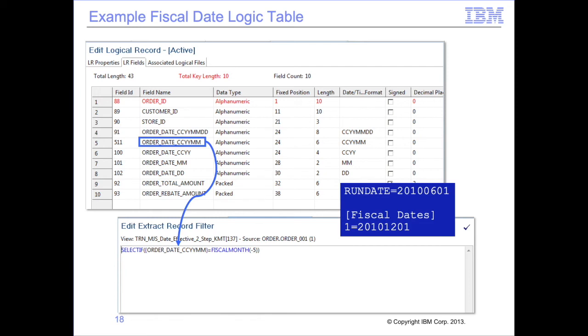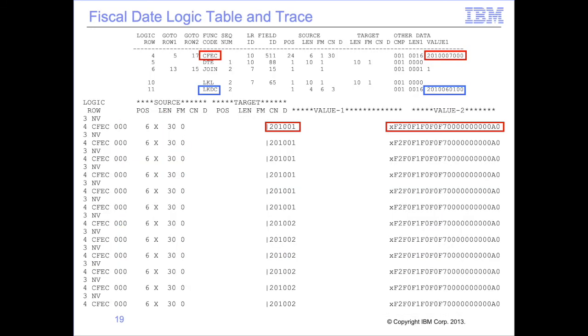The run date will be set to 2010-06-01 and fiscal date to 2010-12-01. This should result in selecting records from 5 months ago relative to the fiscal date parameter passed to GenevaERS, or records from fiscal month 2010-07. The view logic generates a CFEC function shown at the top with a constant of 2010-07 and trailing digits. Because the comparison is only 6 bytes, these trailing digits have no impact upon processing. The logic table trace below this shows this value in hex mode. In this run, all records failed this test.